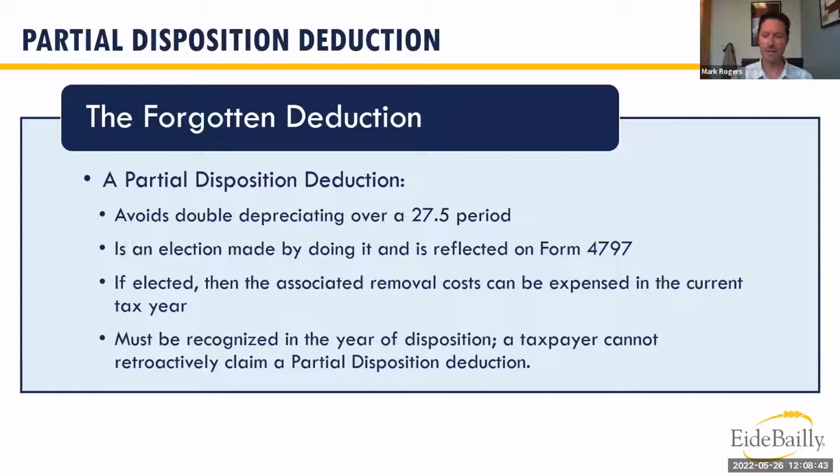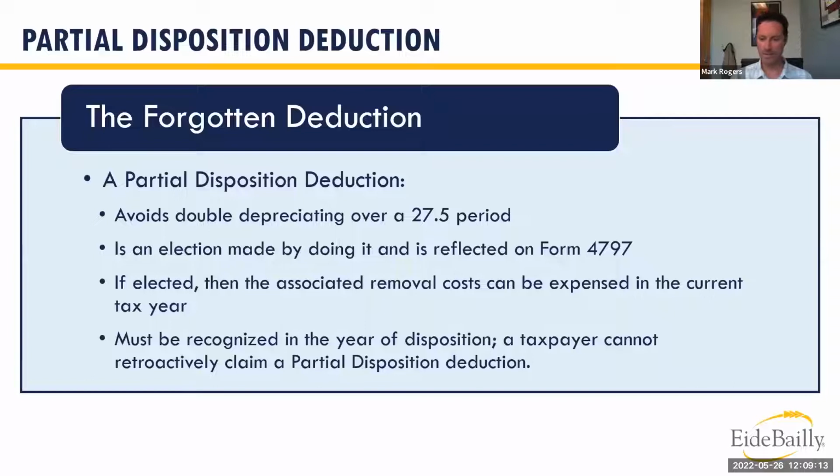It's an election made by doing it. So by doing it, you've elected into it. And it's reflected on Form 4797, which essentially is where you put all your dispositions, your full dispositions. If elected, and this is a big deal, then the associated removal costs can be expensed in the current tax year. So any demolition costs that you have during your renovation can get expensed in year one, if and only if you elect the partial disposition.